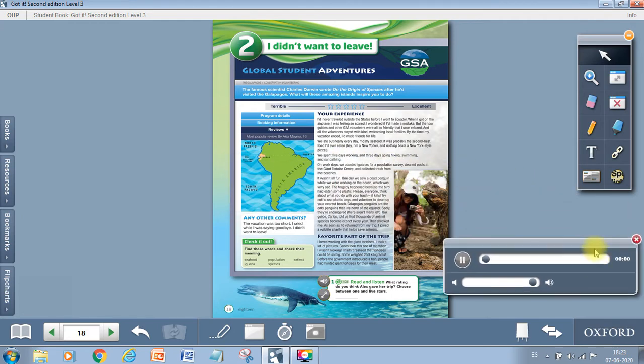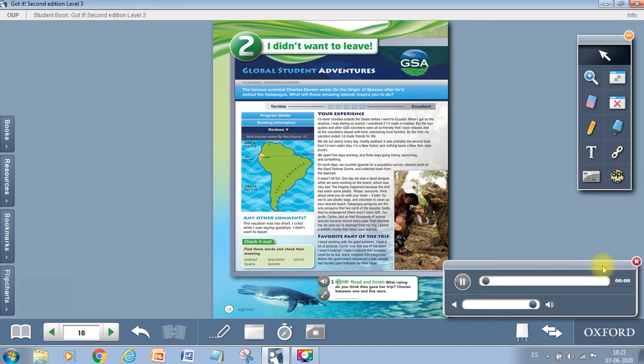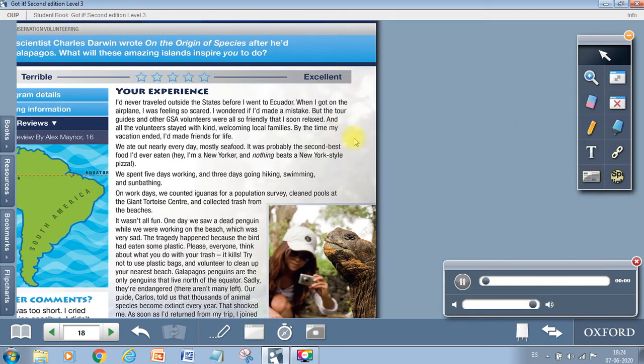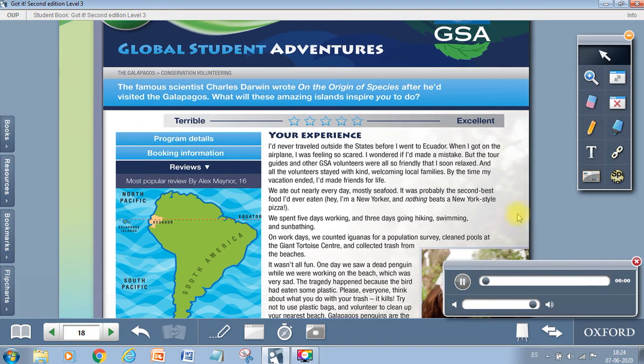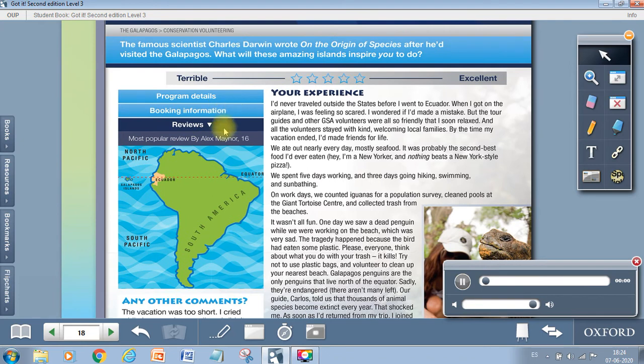Unit 2, page 18. Exercise 1. GSA, Global Student Adventures, the Galapagos, Conservation Volunteering. The famous scientist Charles Darwin wrote On the Origin of Species after he'd visited the Galapagos. What will these amazing islands inspire you to do? Program details, booking information, reviews. Most popular review by Alex Maynor, 16.